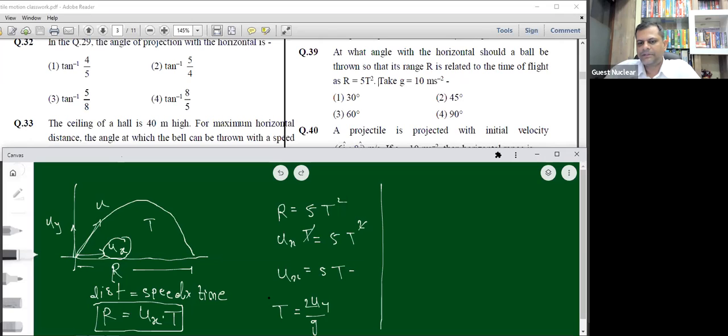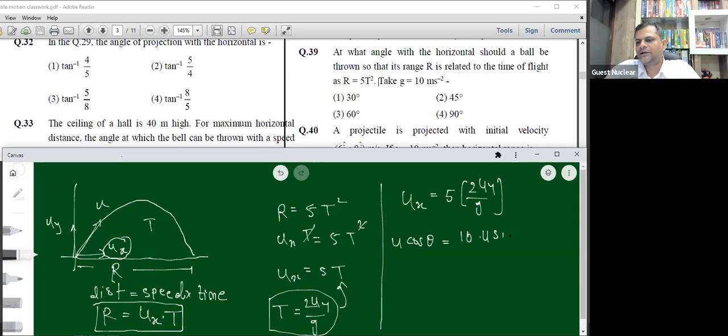This time of flight can be put here in this formula, so that we get ux is equal to 5 times of time of flight, which is nothing but 2 times of uy upon g, right? And g can be taken as 10 for our convenience, and ux can be replaced by u cos theta, and that is going to be equal to 5 times of 2, 5 times of 2 means 10, so 10 into u sin theta, and that is to be divided by g, which is going to be 10 again.